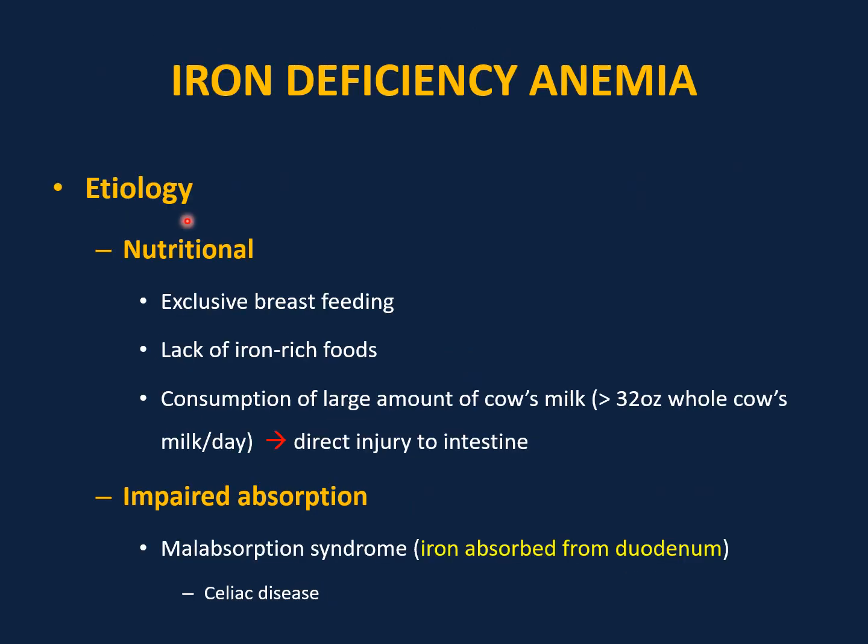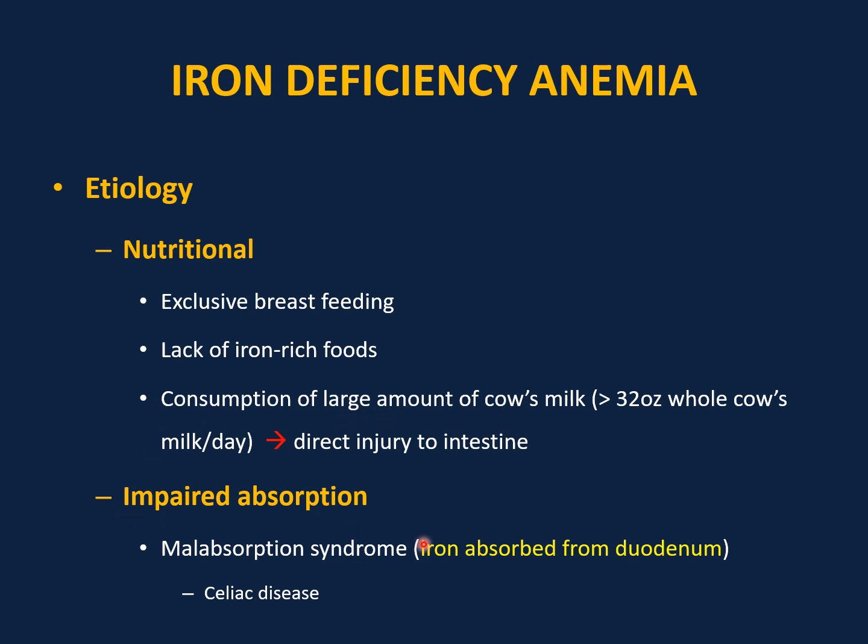Causes of iron deficiency anemia: nutritional. For example, exclusive breastfeeding with no iron supplementation, lack of iron-rich foods, and consumption of large amounts of cow's milk, which can cause direct injury to the intestine and microscopic blood loss, and also interfere with absorption of other foods. Also, cow's milk does not have enough iron. So it is very important to counsel the parents about that.